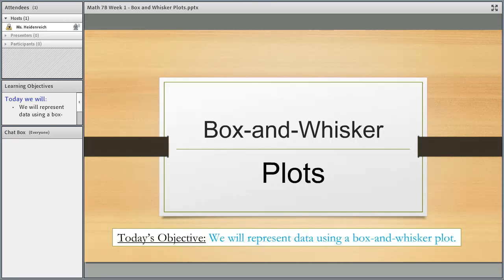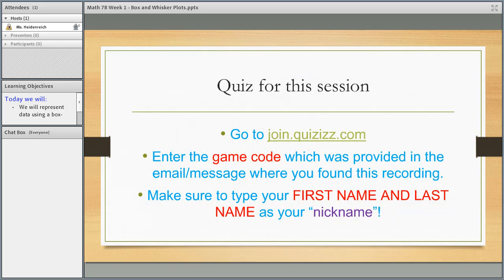Today we're going to be learning about box and whisker plots and how to represent data using a box and whisker plot.